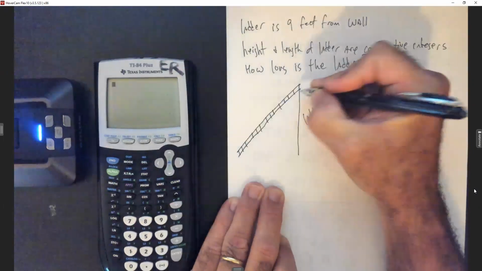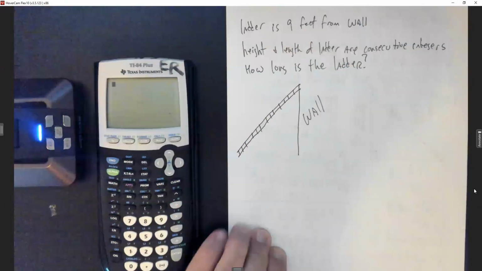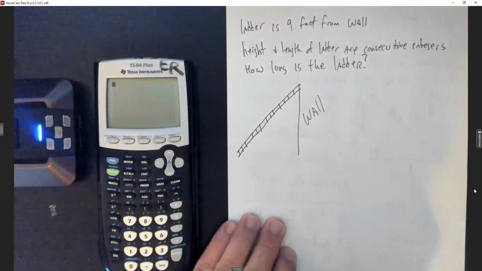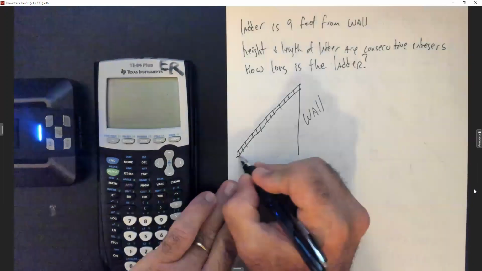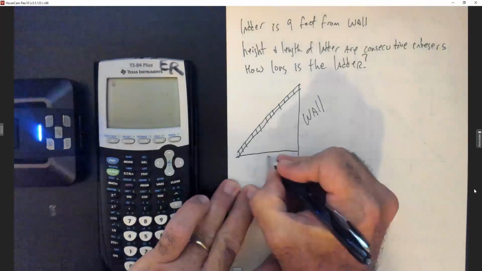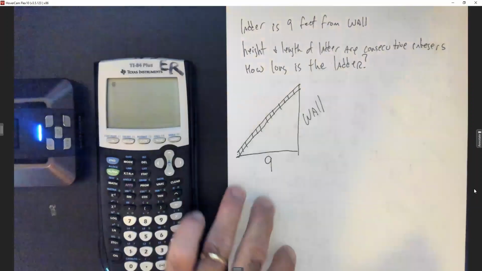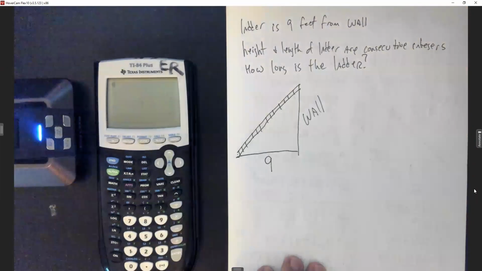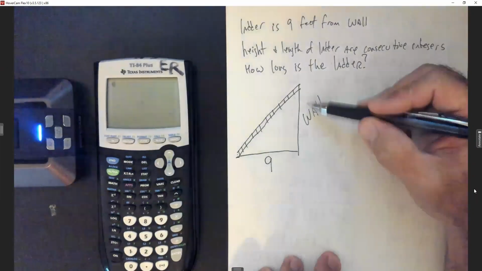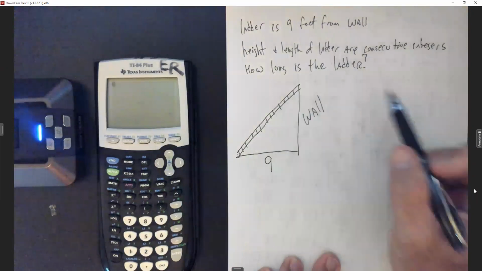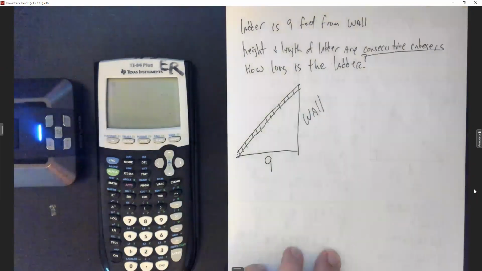So there's my ladder leaning up against the wall. The first thing I know is that the base of my ladder is 9 feet from the wall, so I know this distance is 9 feet. Then it says the height of this wall and the length of that ladder are consecutive integers.